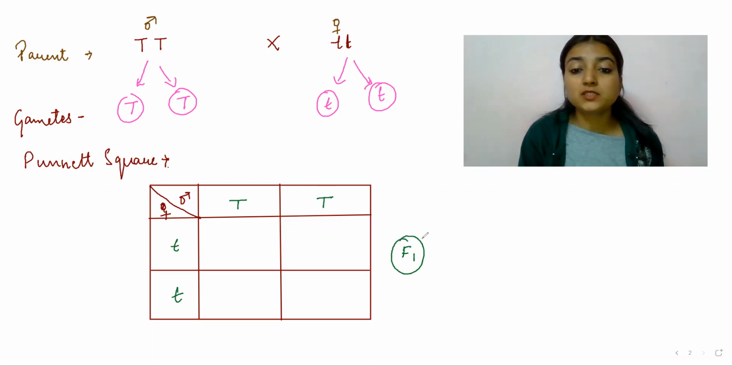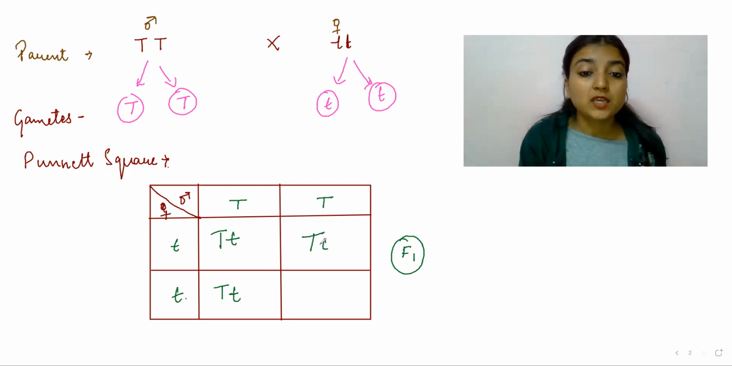F1 generation, as I already told you in the previous video, is the crossing between the parents. So we are making the Punnett square for the F1 generation. Now we will do the crossing. It will be capital T and small t, this and this. Now this and this, small t. So it will again be capital T, small t. Now capital T, small t, capital T, small t.